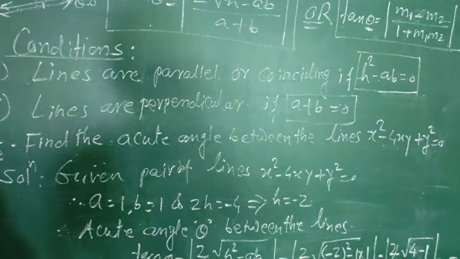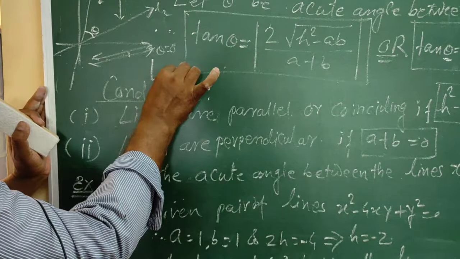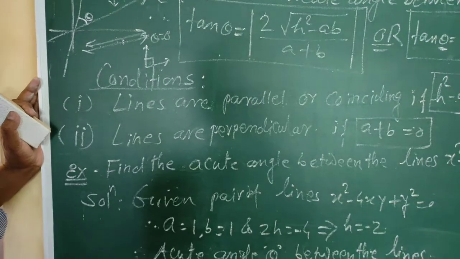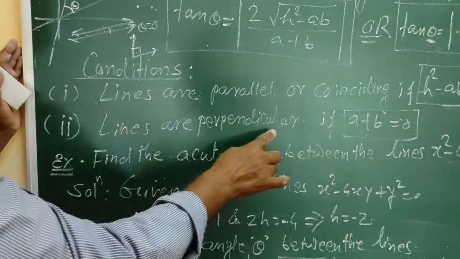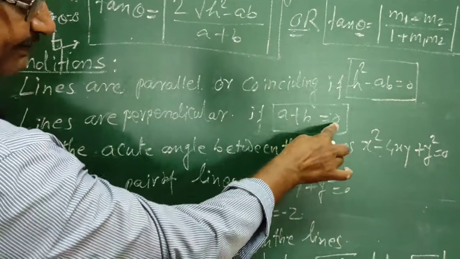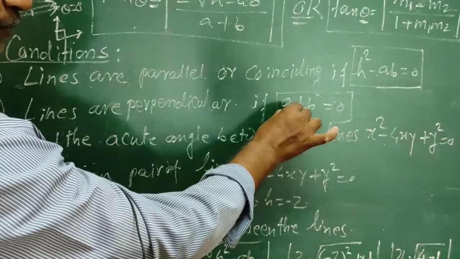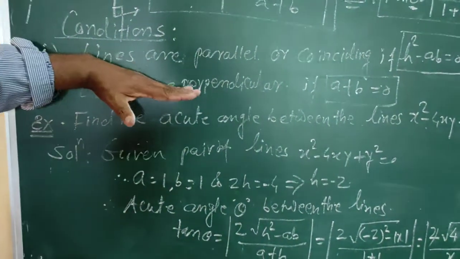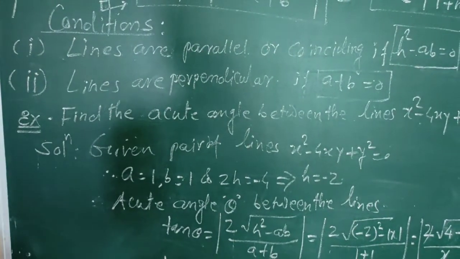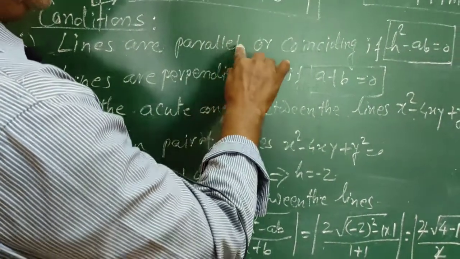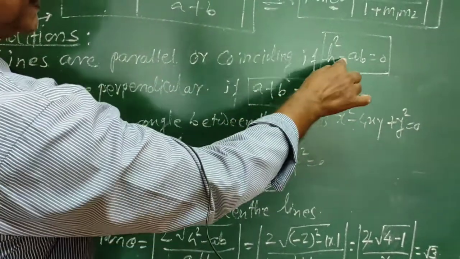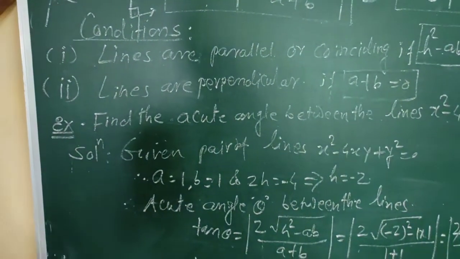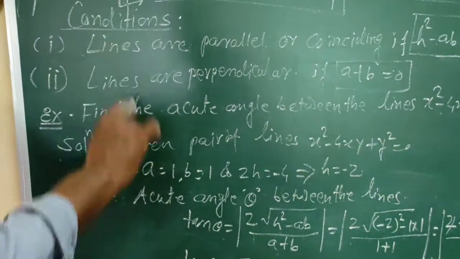And lines are perpendicular like this. This is one of the lines and the angle between them is 90 degrees. So what is the condition? The lines are perpendicular if a plus b is equal to 0, that is, the sum of the coefficient of x square and the coefficient of y square is equal to 0. These are the two conditions. Again there is a third condition also. The lines are called intersecting lines if and only if h square minus ab is not equal to 0, which we consider afterward. So only these are the conditions from this formula here.